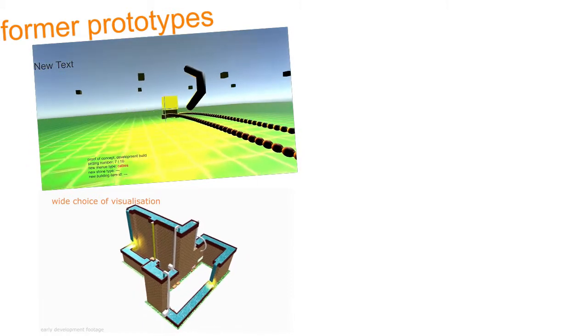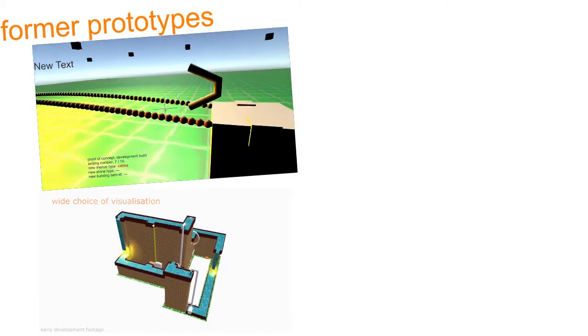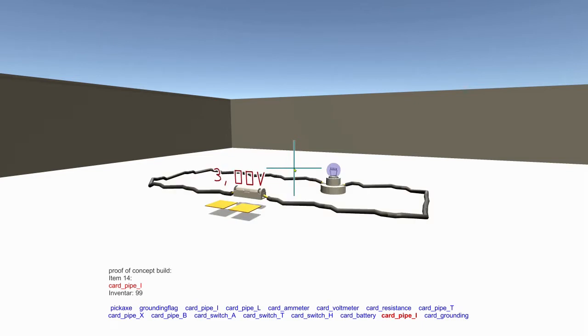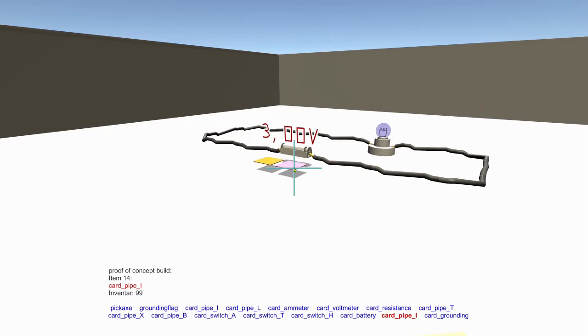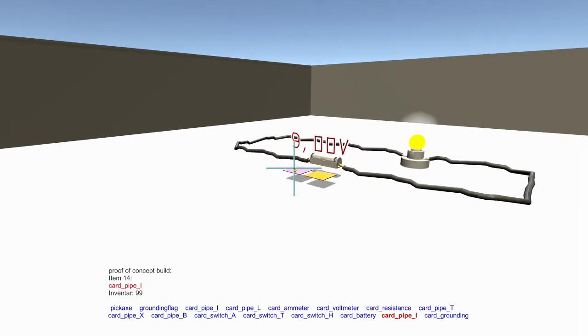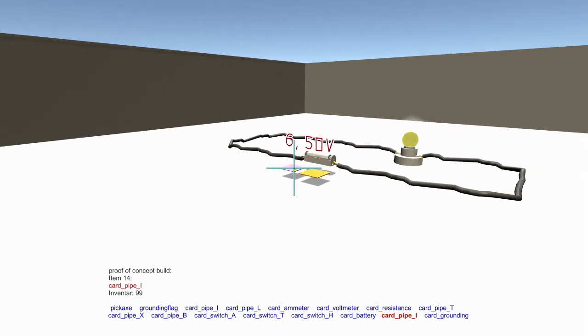And now let's get back to the original topic for today's video: the battery. In this reality mode, you can see the items visualized in a more realistic way. The textures are still missing. I can increase and decrease the pressure of electrons, the voltage on the battery.